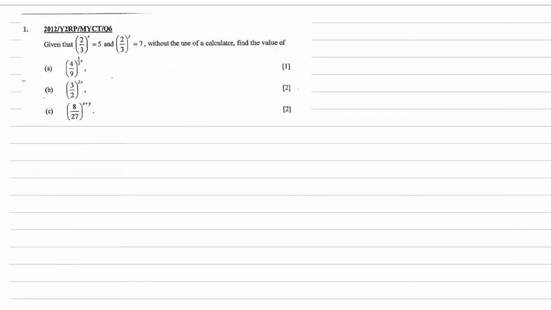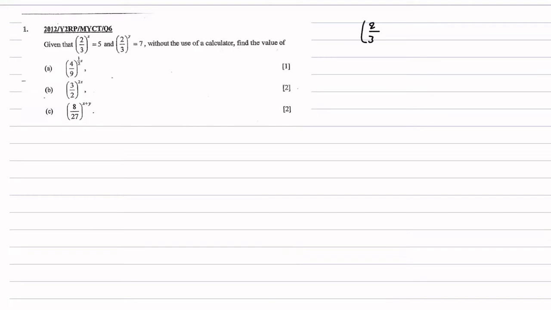Let me just start a new page. Wait a minute. Paste it here. Okay, so this is question 1. Let's go. So you have (2/3)^x equals 5 and (2/3)^y equals 7. Can you solve for x?